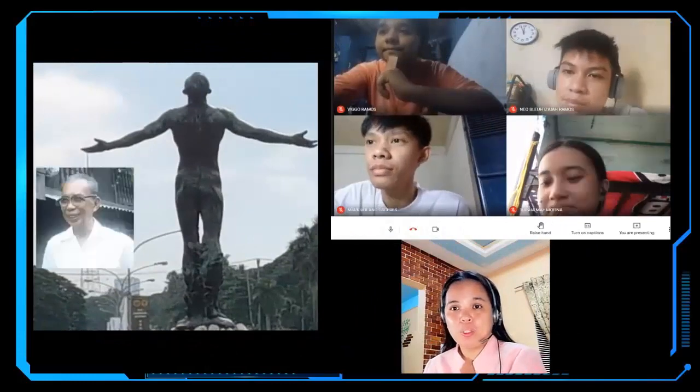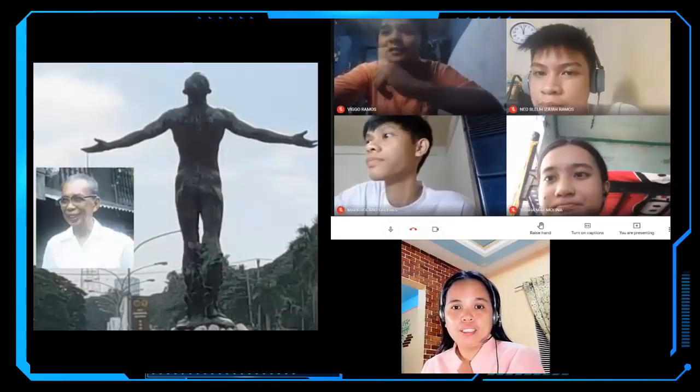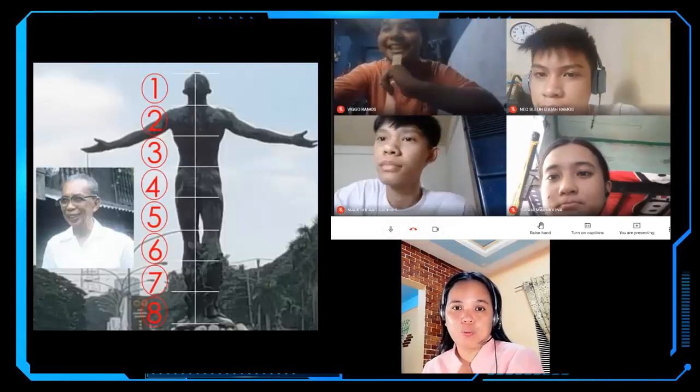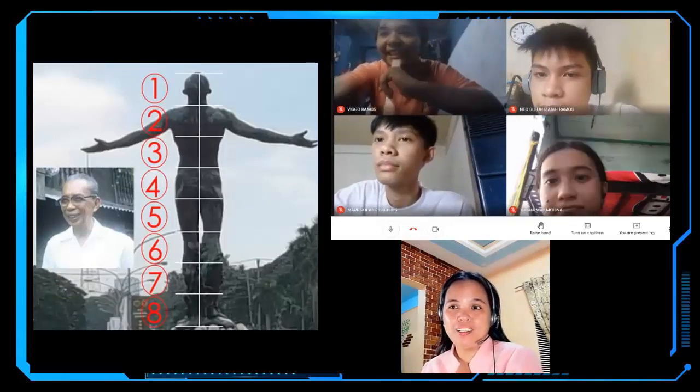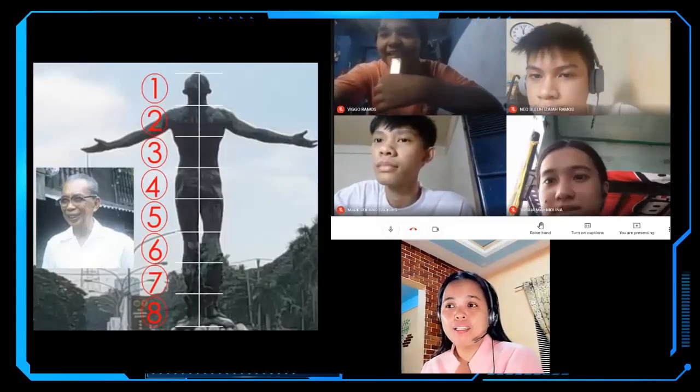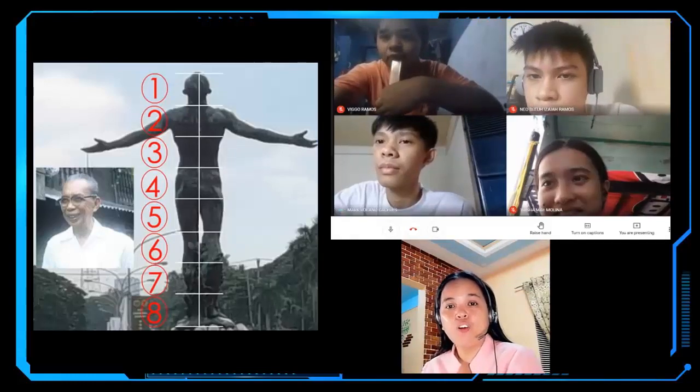Relating the oblation to our topic, you will notice that the 8-head size proportion we discussed and drew earlier is approximately the same as the size and proportion of the oblation.